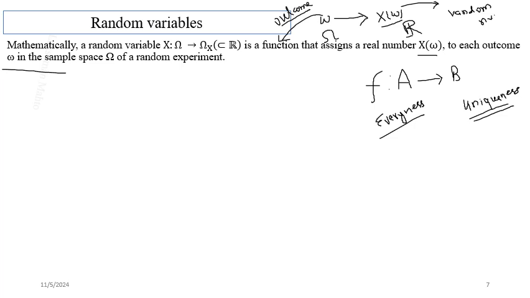If you are tossing a coin, can you say that head will come or tail will come? It is totally random in nature. If you are throwing a dice, face 1 will come or 2 will come or 3 will come. Those outcomes are random in nature. And X is a function, so X is always deterministic. There is no randomness in X. X of omega becomes random because omega is random.